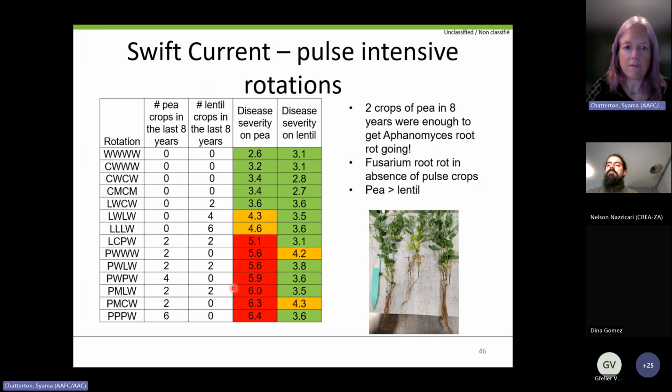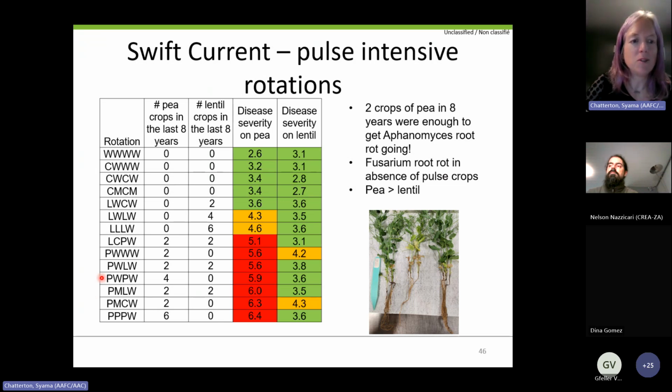And then we looked at Aphanomyces presence. There was Aphanomyces in all of these plots here with that history of pea cropping. So really it's showing that 2 crops of peas in 8 years were enough to get Aphanomyces root rot going in this location. I should mention it was bad luck.